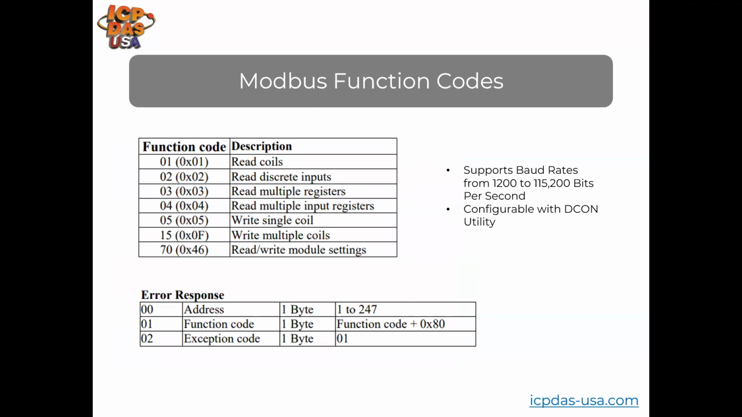Our M7000 modules support Modbus functions for reading coils, discrete inputs and registers. They also support writing to coils. If the function specified in the message is not supported, they provide an error response with error codes.